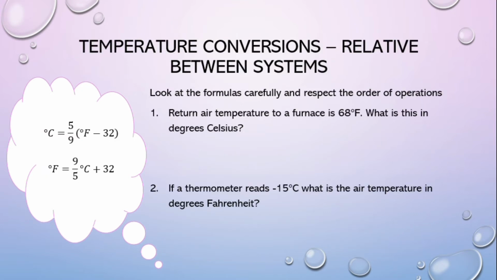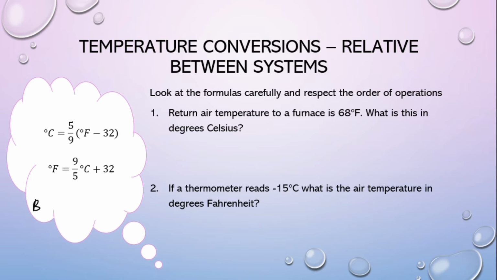The formulas you most commonly will use, and you certainly want to know and understand, are the ones to jump back and forth between imperial and metric on the relative scale, so between Celsius and Fahrenheit. And just before we get into the math, let's look at these formulas. This 5/9 and this 9/5, where does it come from?